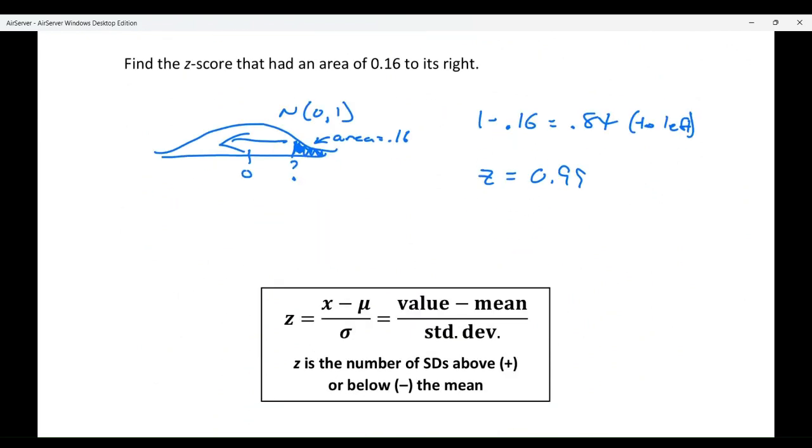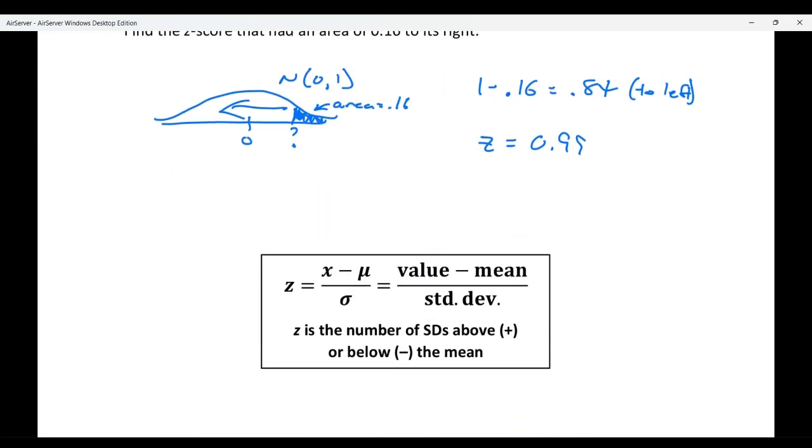All right, so just as a reminder, again, here's the formula. Z equals the value minus the mean, over the standard deviation. And Z is, again, the number of standard deviations above if it's positive or below if it's negative, the mean, okay? All right, so let's move on here a little bit.